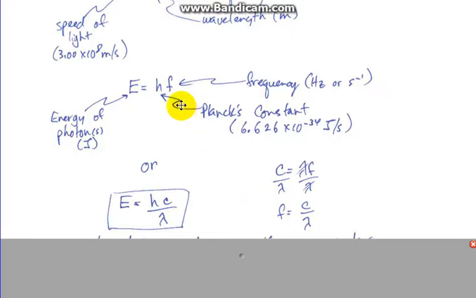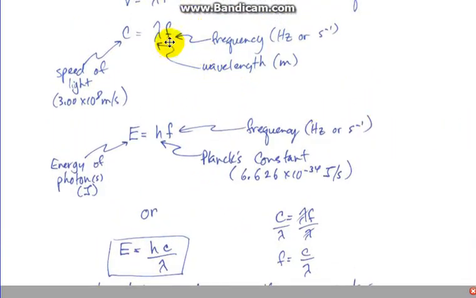And of course, what we could do here, given the relationship between frequency and wavelength, if I solve this for frequency, f could be represented as c over lambda. So instead of having f, I could have c over lambda. So you may have to use that idea.